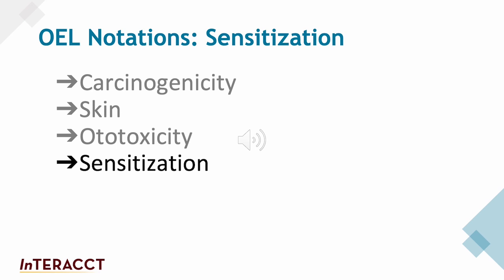The sensitization notation is used to alert the industrial hygienist of the need to pay particular attention to limiting exposure so as to prevent workers from developing sensitization. Sensitization is a critical health outcome because it can be a long-time condition that puts workers at risk for severe reactions to subsequent exposures, even when those exposures are to very low levels of the chemical.